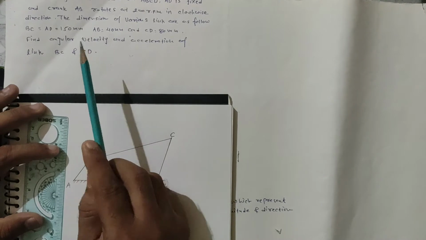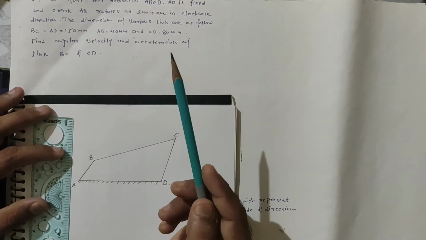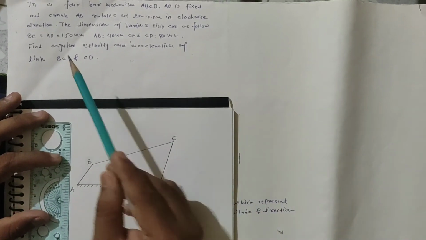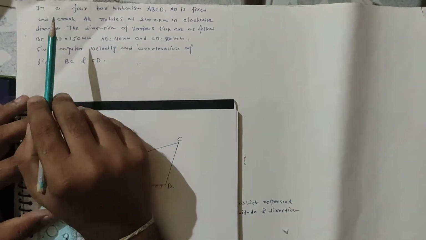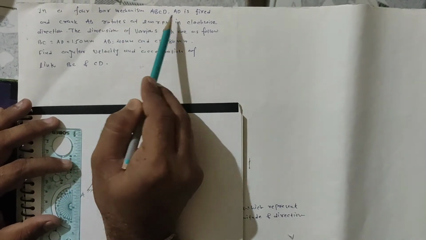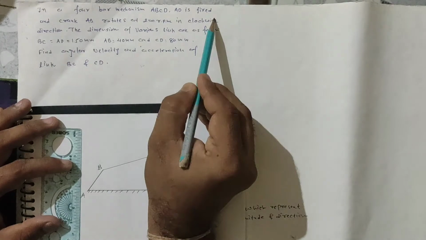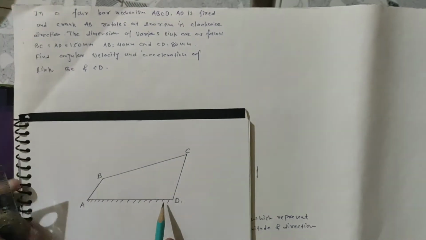Hello students, today we have to solve the numerical on the basis of velocity and acceleration. It may require some data to draw the velocity and acceleration diagram. Here data is given in a 4-bar mechanism A, B, C, D. AD is fixed, so here the AD line we have to draw as a fixed line.